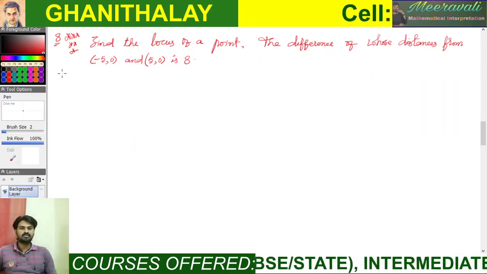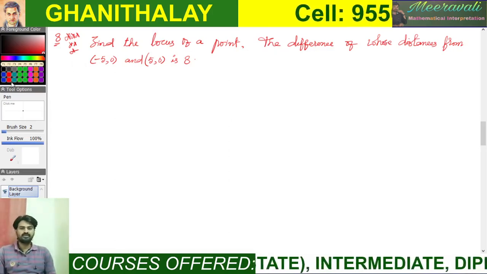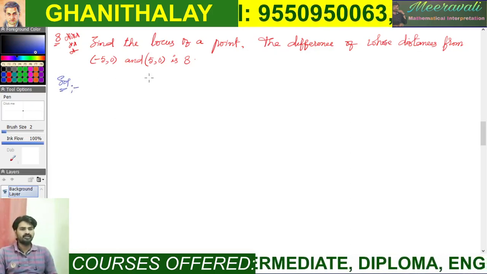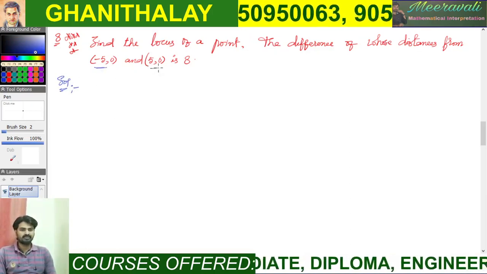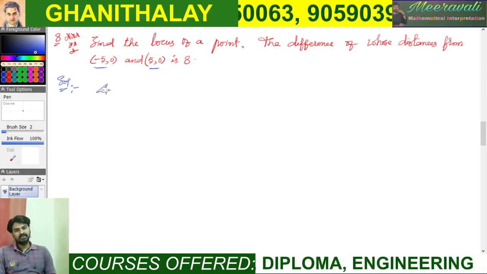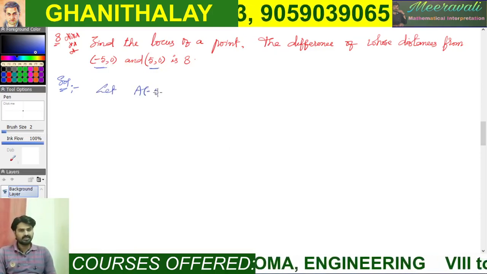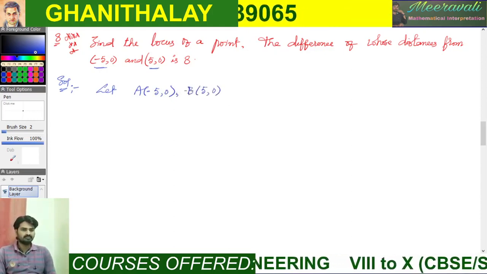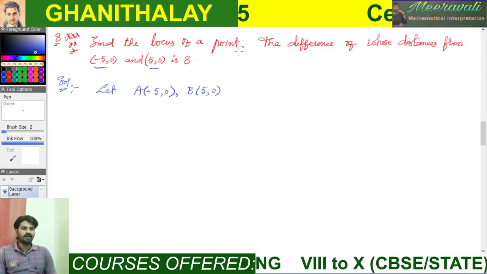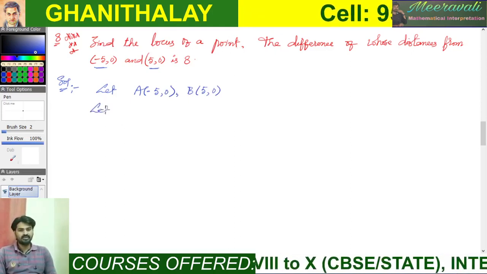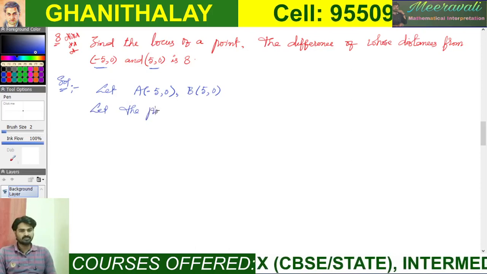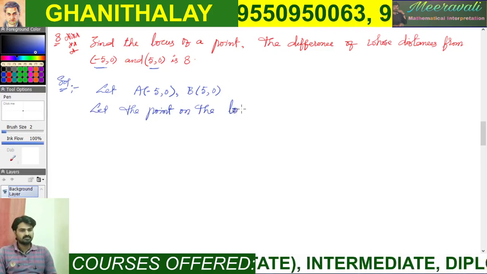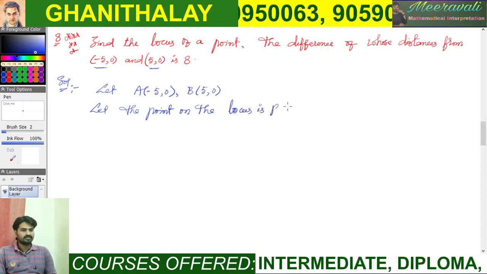Okay students, this is the most important problem, the same method. First of all, what is given here? You have seen two points, minus 5 comma 0 and 5 comma 0. Let them be taken as A (minus 5, 0) and B (5, 0). Find the locus of a point. First, let the point on the locus be P(x1, y1).